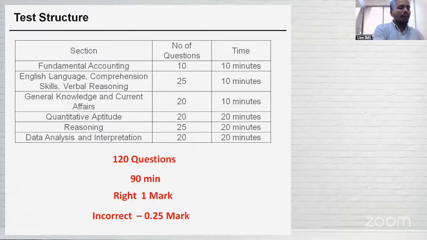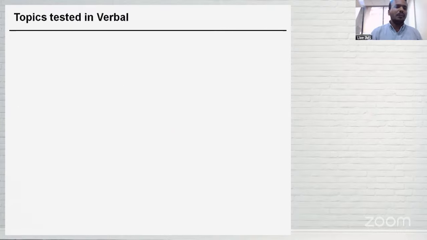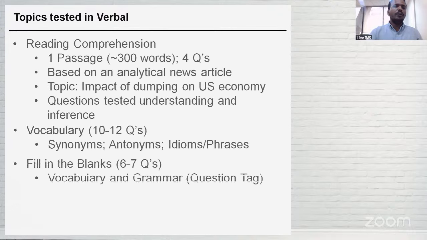Okay, moving ahead, we'll be talking about each and every section. Let's start our discussion with the topics tested in the verbal. In the verbal, students had a reading comprehension. One passage was there, approximately 300 words, and 4 questions were asked based on it. The topic was based on an analytical news article.